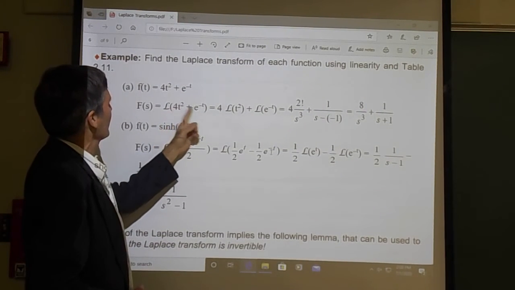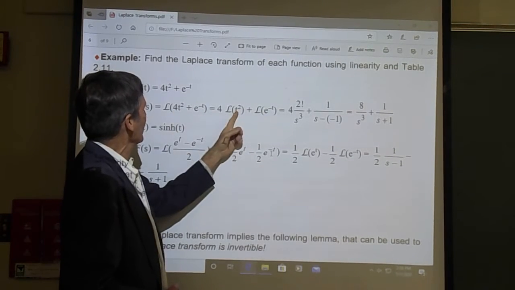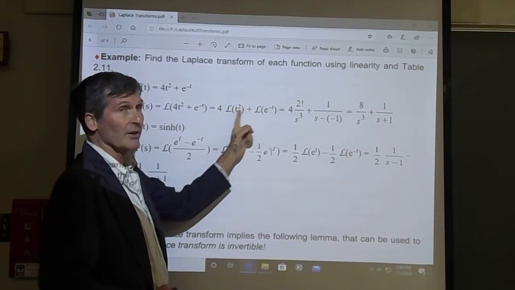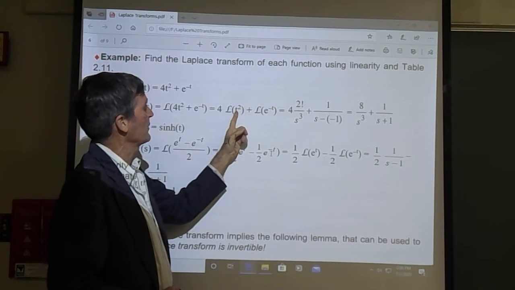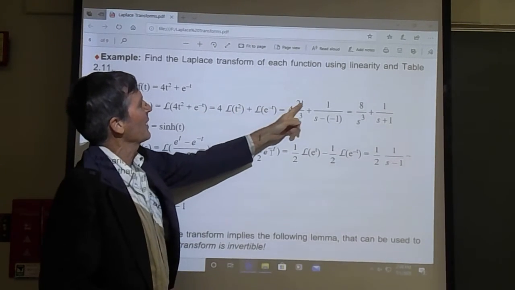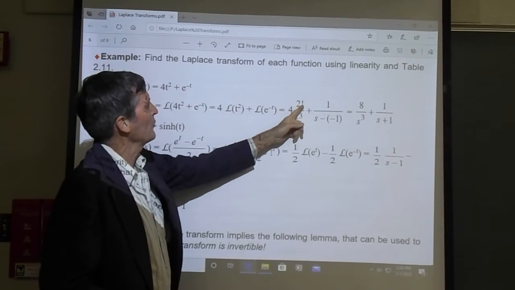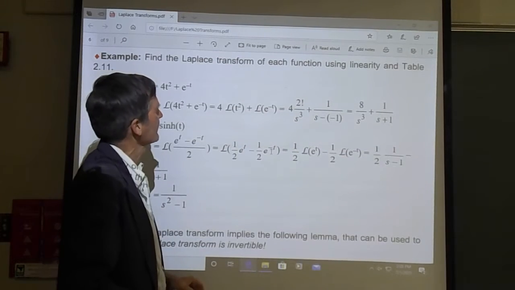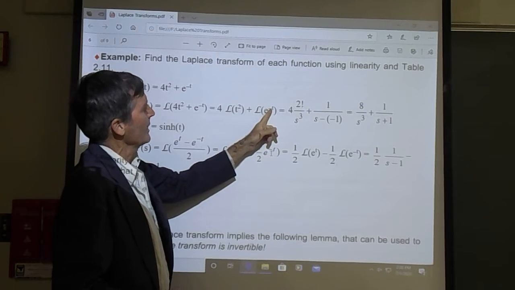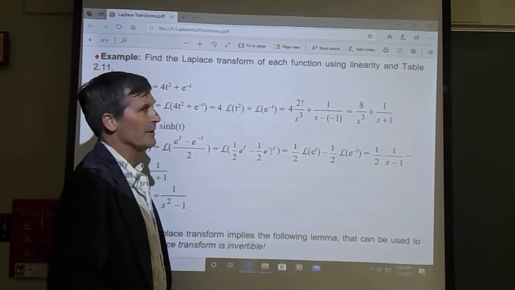But the Laplace transform of this linear combination is the linear combination of transforms, right? It's 4 times the Laplace transform of t squared plus the Laplace transform of e to the minus t. And each of these is in the table, right? Laplace transform of t squared, you may remember, t to the n has transform n factorial over s to the n plus 1. So t squared has transform 2 factorial over s to the 2 plus 1. Remember the Laplace transform of e to the at, where a here is minus 1, is 1 over s minus a. There we go. So we're getting pretty good at these already.